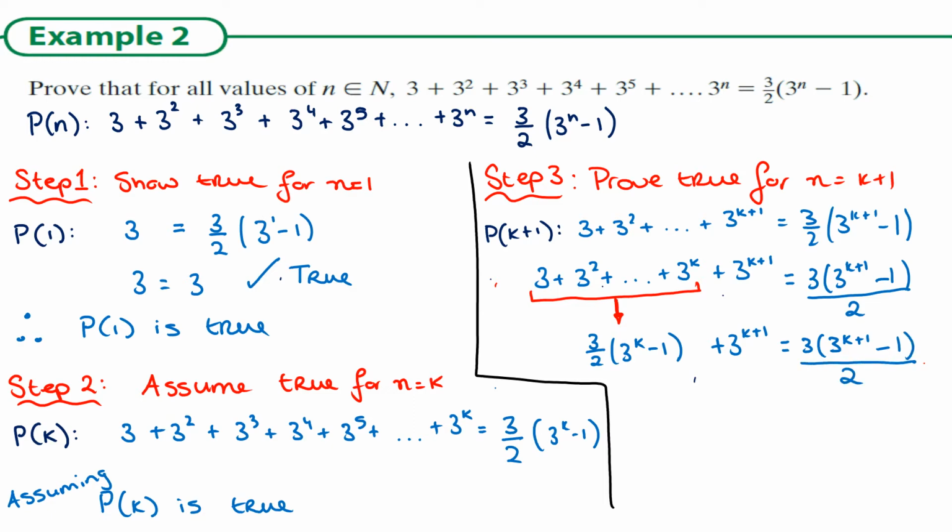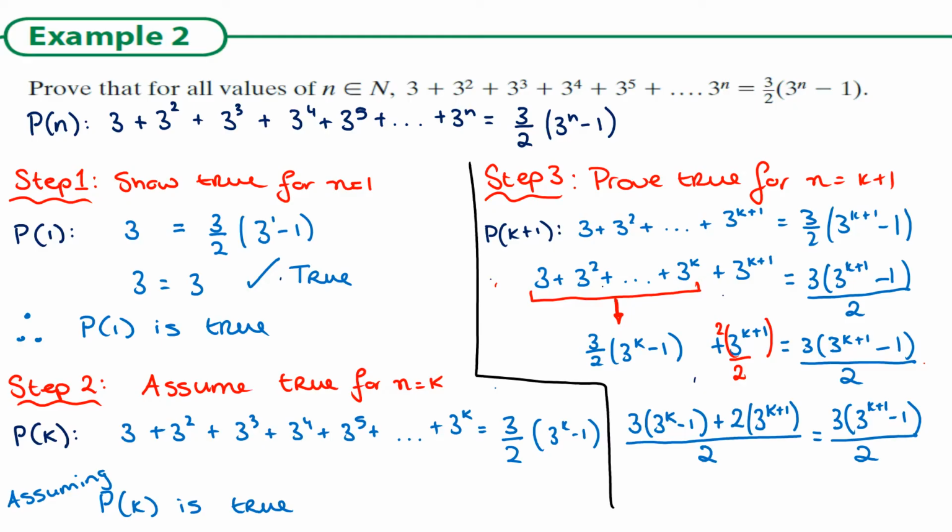The left hand side, I'm going to do a little bit of work. Again, I'm going to put it all over 2. So if I put that over 2, I'm going to multiply by 2. Now remember BIMDAS, so although I can write that multiplication, I can't actually do it. So what I get is 3 times 3 to the power of k minus 1 plus 2 times 3 to the power of k plus 1, and that's all over 2. And I want to show that that's 3 times 3 to the power of k plus 1 minus 1 all over 2. So the bottom line is absolutely fine for us. We're now just focusing on that top line to make those top lines look the same.